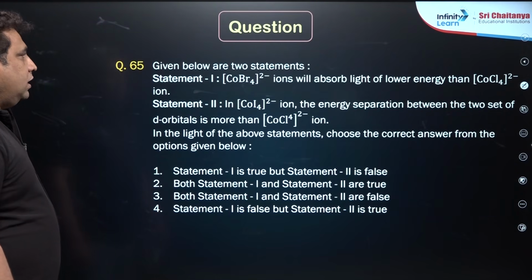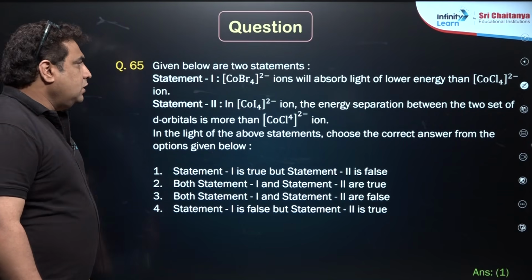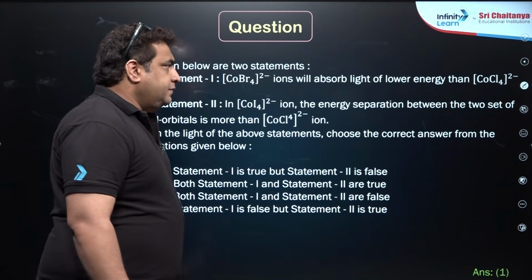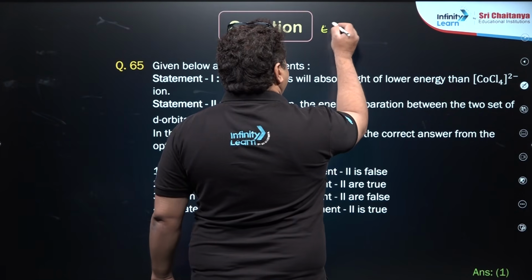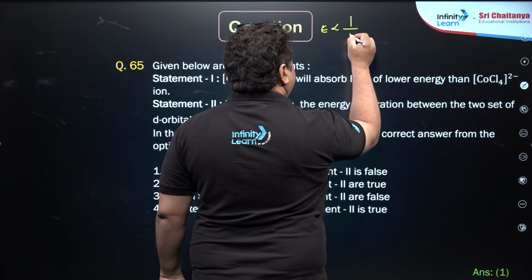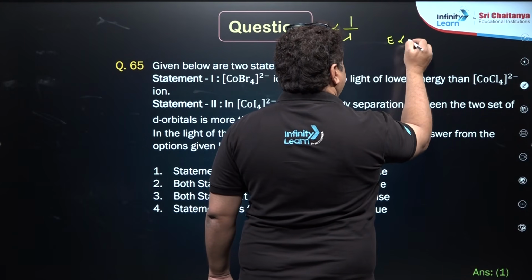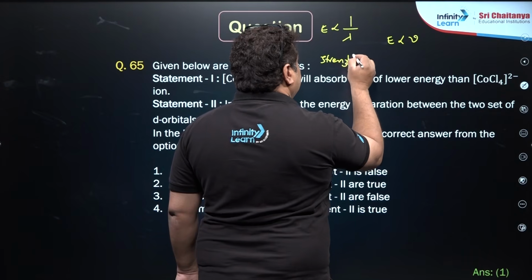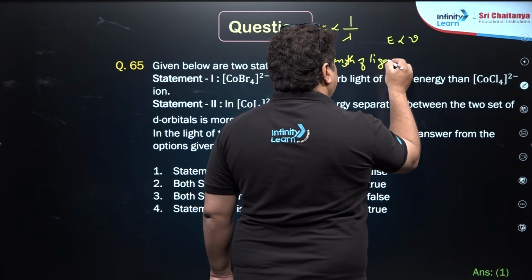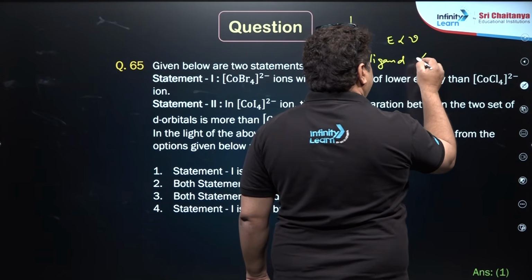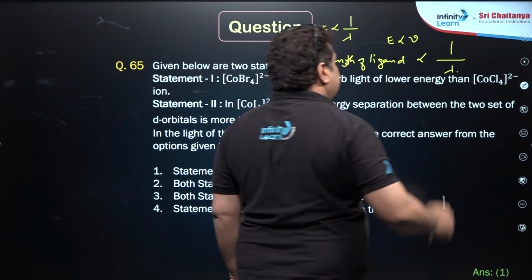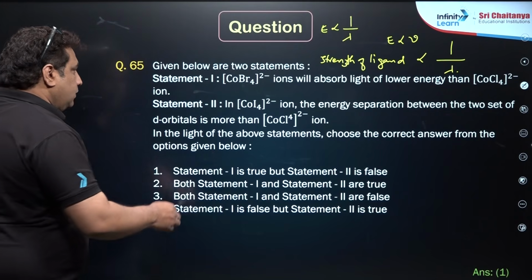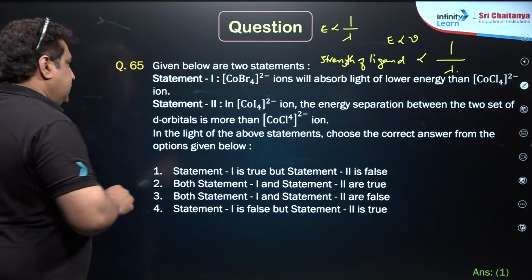Next, given below are 2 statements, okay. CoBr4 minus 2 ions will absorb lower energy light. See, everybody should know that energy is inversely proportional to wavelength and energy is directly proportional to frequency, and strength of ligand is inversely proportional to the wavelength related. So, these relations will help you to solve the answer. Hence, answer is, statement 1 is true.